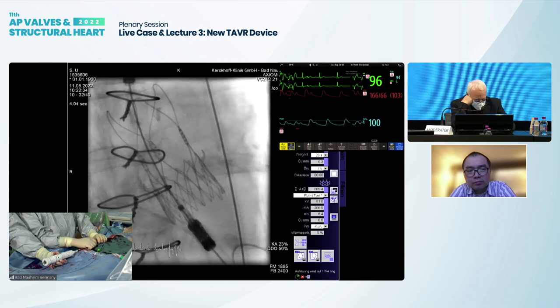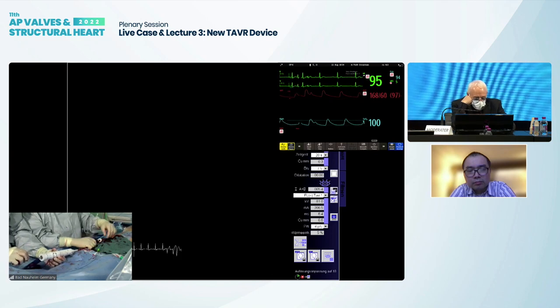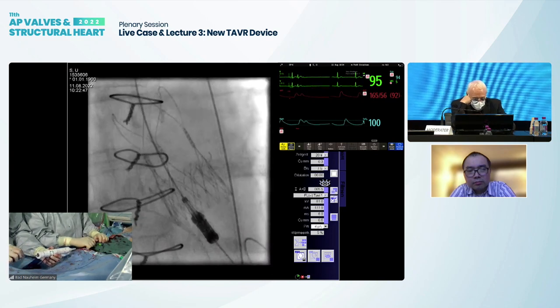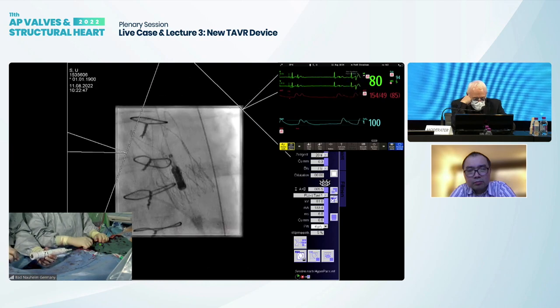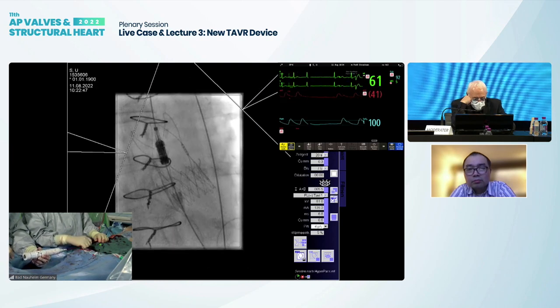Quicker than the Koreans. Okay. The valve is in. Yeah, and we can see now that... Now we will retrieve, heart rate. The system. Okay, can we pace?